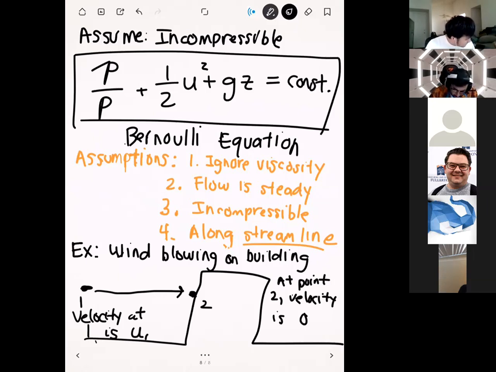Okay. And so what we want to do is use Bernoulli to find the pressure at point 2. Because as we reviewed at the beginning of class today, if you know the pressure, then you can compute the force just by multiplying the pressure times the area of the face. Okay. All right. Any questions on just the setup of the problem?